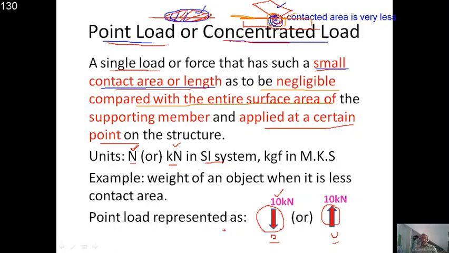Hence the point load is represented like an arrow with a magnitude in force units, right? Its contact area is very small. If this load is acting on a span, how much is the contact area? Very little. It is only a point. So it is known as a concentrated load or a point load, because it is represented at a point only.